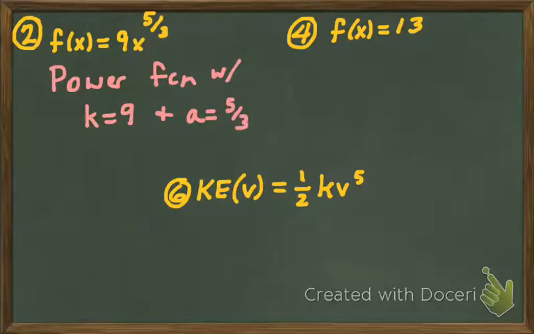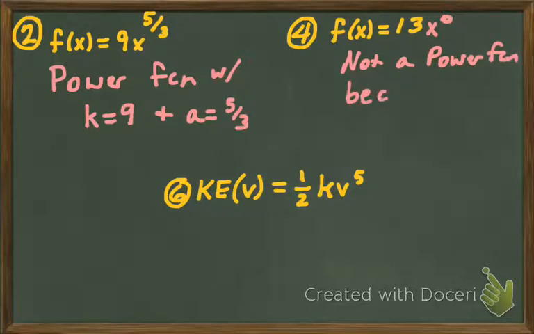So then we go to number 4, which we could write as 13 times x to the 0, which would follow the general description kx to the a, but this one fails because k and a have to be non-zero constants. 13 works for us because that's non-zero, but 0 is clearly not non-zero, so we would say this is not a power function because a must be non-zero.